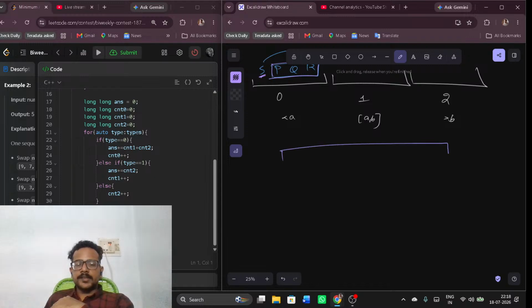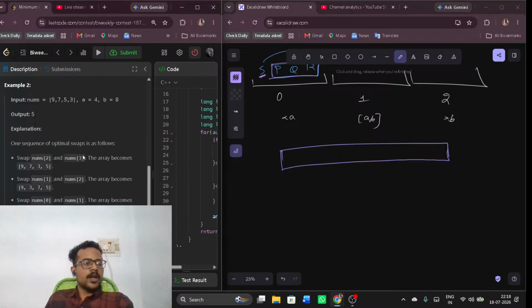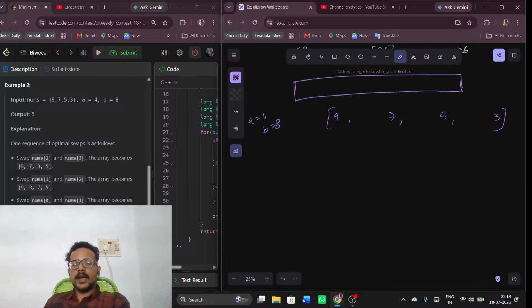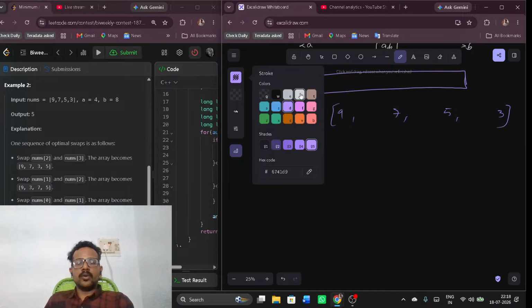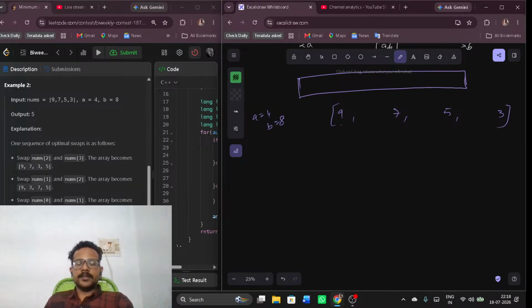So when I have these nums, 9, 7, 5, and then 3, with A equal to 4 and B equal to 8, all those less than 4 would go to type 0. Is 9 less than 4? No. Is it in the range 4 comma 8? No. Is it greater than 8? Yes, so it is type 2. 7 is in the range 4 comma 8, so it is type 1.